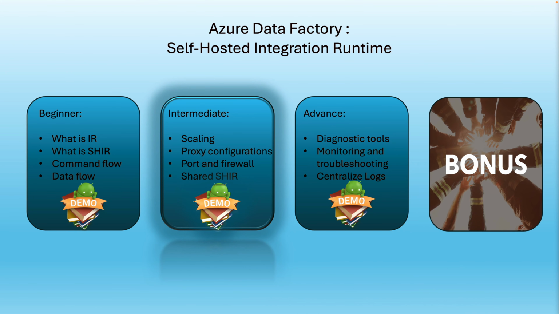So we have finished the fundamentals of self-hosted integration runtime and also saw how we can set up self-hosted IR and run a Data Factory pipeline on self-hosted IR. Now let's start the second part of the course, Azure Data Factory self-hosted IR. In this section, we will try to go deeper into the configuration options. So let's just jump into it.